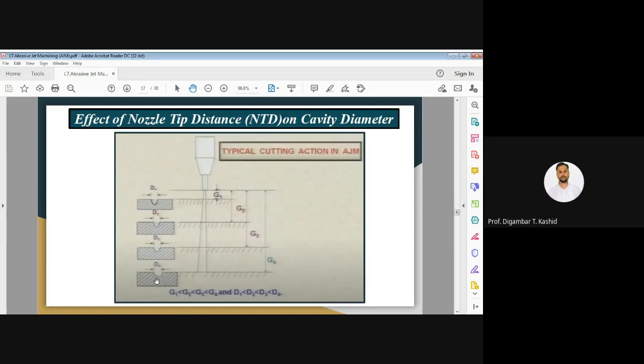As the abrasive particles keep moving further away, their kinetic energy keeps decreasing because of so many factors. That is why the depth keeps decreasing, but the width or diameter keeps increasing as the standoff distance keeps increasing. So this point we need to consider.